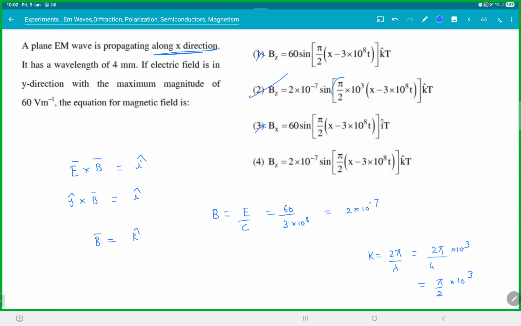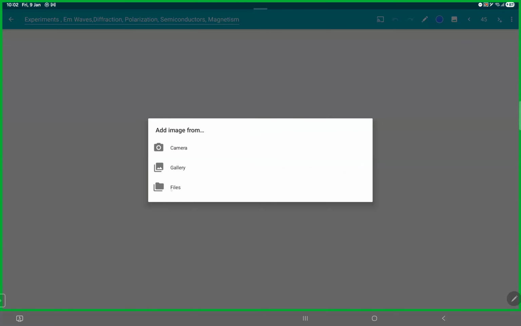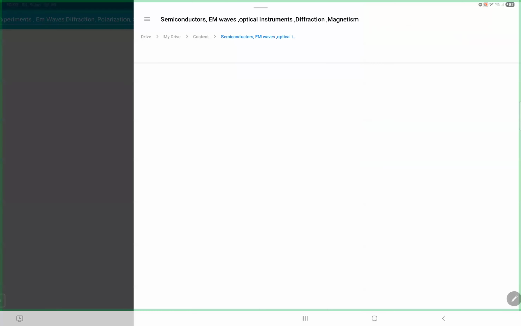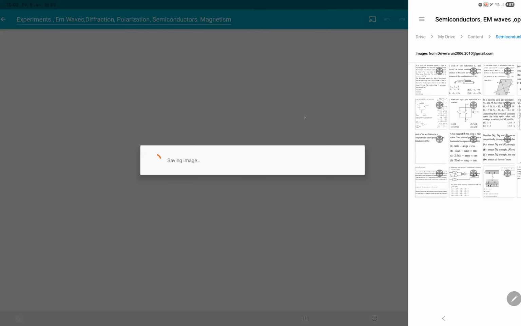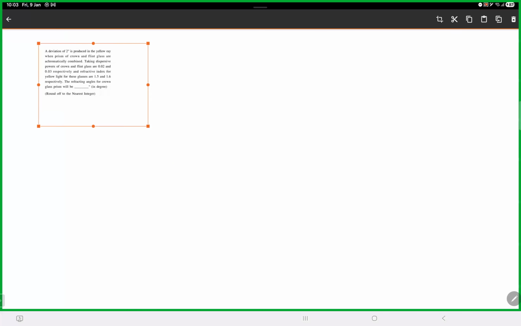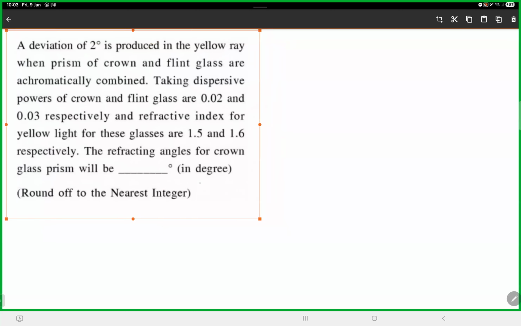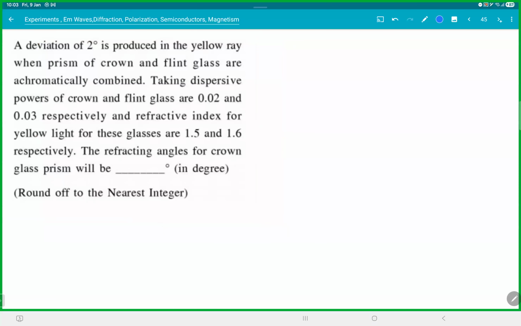So we have to check. This is your kx minus omega t, if you remember the equation. So it should be in the form of sine kx minus omega t. So k is that one, the coefficient. This is a good one, right? This will make a lot of things clear. Let's see how we'll do this.